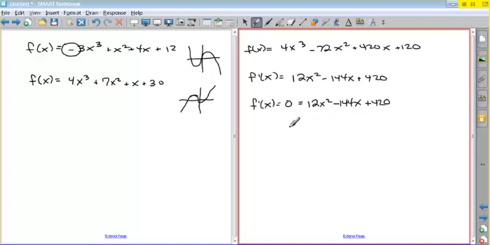So you'll end up with x squared minus 12x. And let's see, 420 divided by 12, I think it's 35, based on what I remember. So let's do that. 420 divided by 12 is 35. Okay, so I'll get x squared minus 12x plus 35 equals 0, and I can factor that as such. So my critical numbers are x equals 7 and x equals 5. These are the values of x where I might have a maximum or minimum.